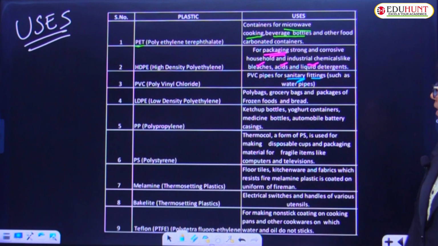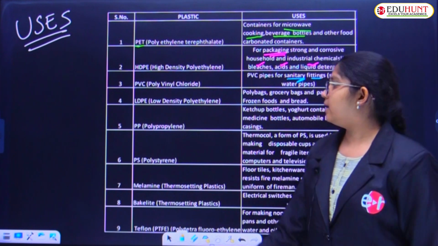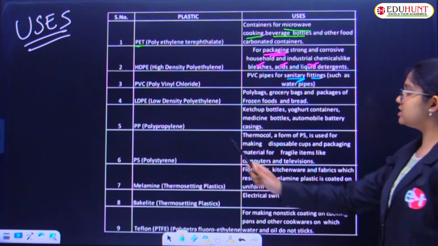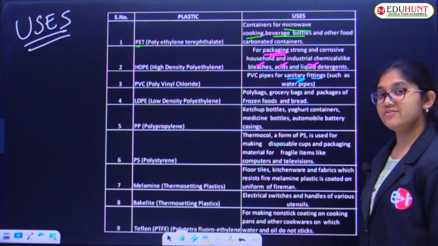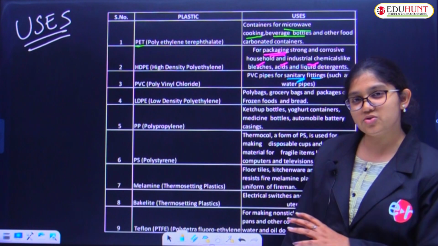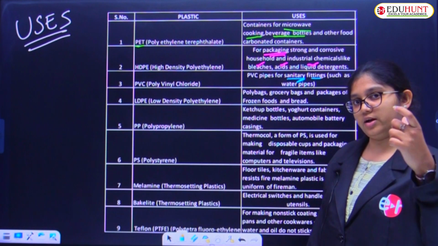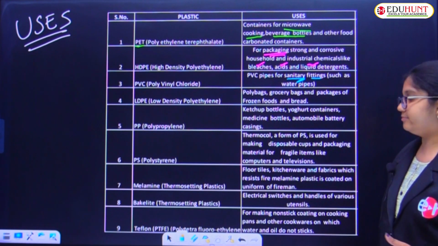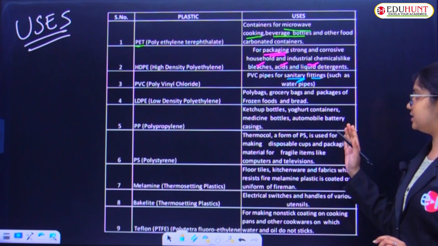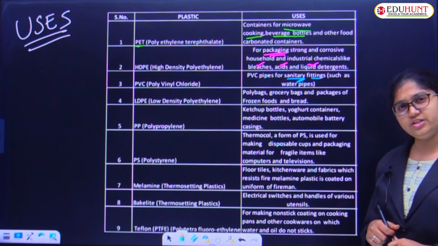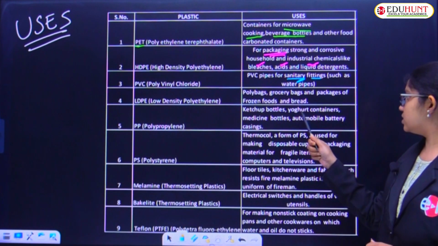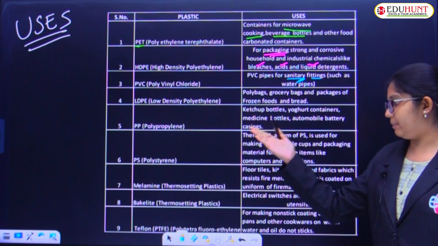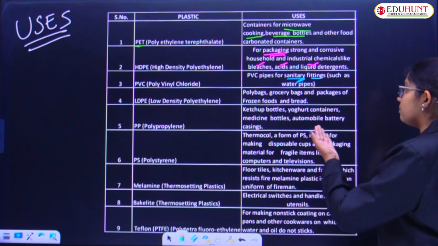Okay, now coming next is PP. What is PP? Polypropylene. Once again, PP means polypropylene, and this is used in ketchup bottles. Tomato ketchup bottles are made up of PP, polypropylene. Very good. Ketchup bottles, yogurt containers. What is yogurt, children? Very good, curd, perugu. Yogurt containers, medicine bottles. Some medicines come in this particular PP. Medicine bottles and also automobile battery casings.